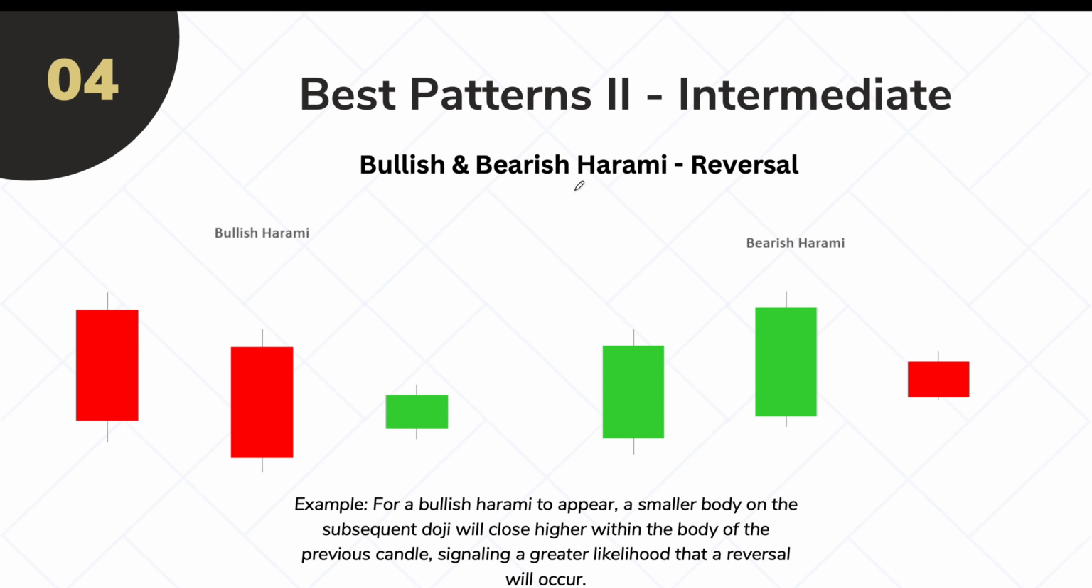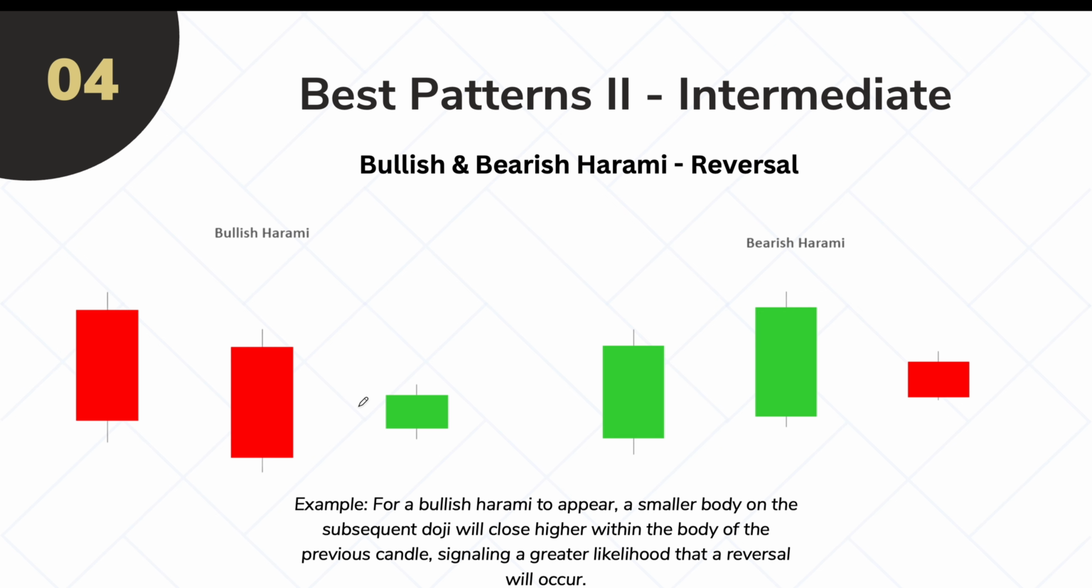And the first one is a harami. You can have a bullish and a bearish harami. I was looking this up. Fun fact: this is called pregnant woman. You don't need to remember that. Just a fun fact. For example, for a bullish harami to appear, a smaller body on the subsequent doji will close higher within the body of the previous candle, signaling a great likelihood that the reversal will occur.